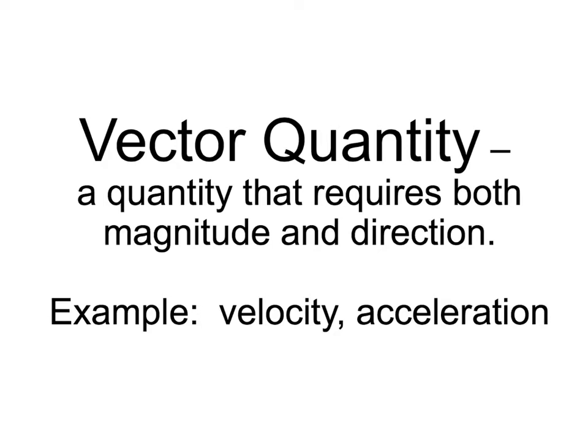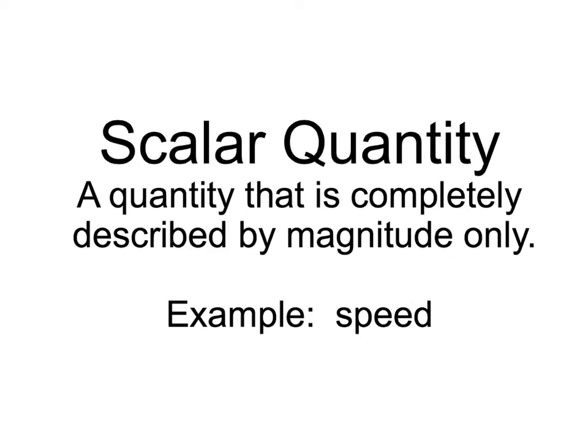A vector quantity is a quantity that requires both magnitude and direction. We've talked about this in class. Magnitude and direction. So velocity and acceleration are these. They have a magnitude, 25 meters per second, and then a direction, to the north, to the right, to the south, something like that. A scalar quantity just has magnitude. It is only magnitude. There is no direction associated with it. An example of that would be speed, because you can go 25 meters per second, no direction.